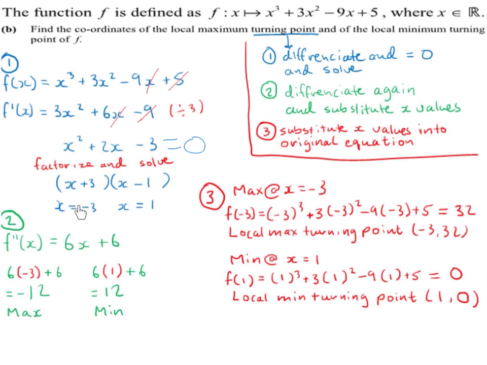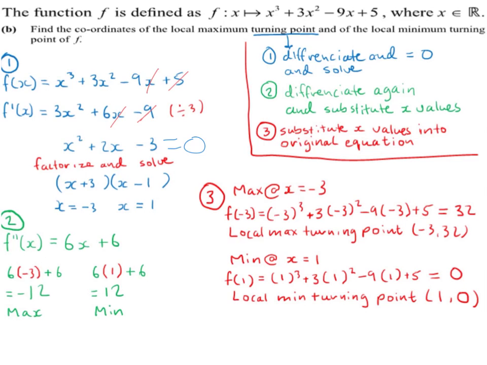So we need to sub in minus 3 and 1. So swapping the x for minus 3, we get 6 multiplied by minus 3 plus 6, which gives us minus 12. And then subbing in 1 in place of the x, we get 6 multiplied by 1 plus 6, which is positive 12. So if we end up getting a negative, so a number that's less than 0, we actually have a maximum turning point. And if we get a positive, we end up getting a minimum turning point. So minus 12 is the maximum turning point, and positive 12 is the minimum turning point. So now we know which is which.